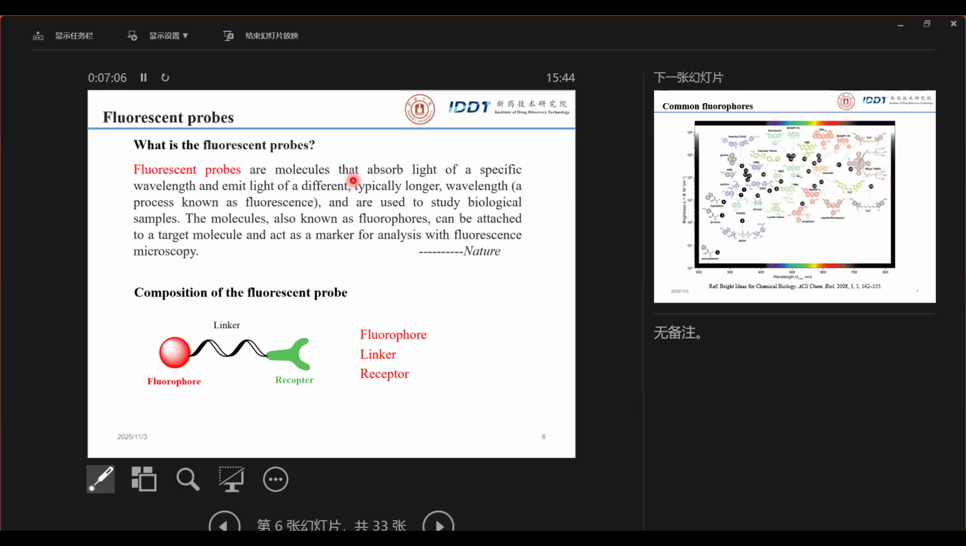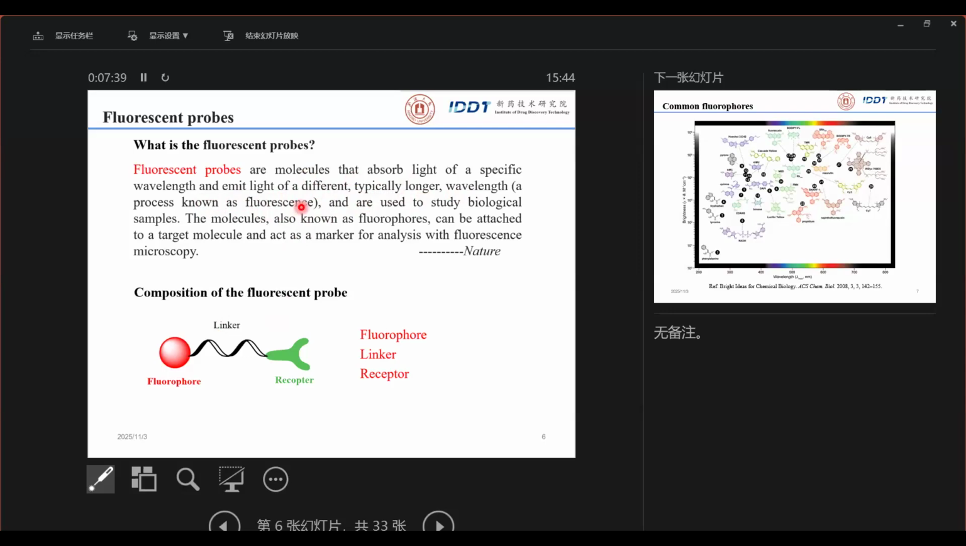So we designed some fluorescent probes. What are they for? We use them for imaging in biological processes, like disease, or in some environments, for example, as a test paper. Fluorescent probes are molecules that absorb light at specific wavelengths and emit light at different, typically longer wavelengths, a process known as fluorescence.